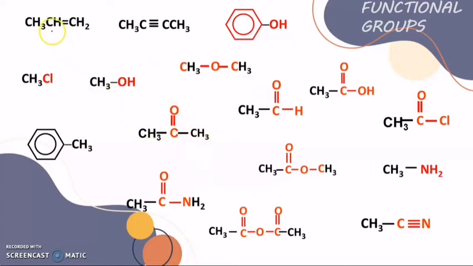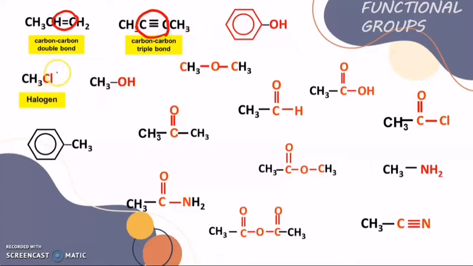This structure has a carbon-carbon double bond functional group. So you can see this carbon-carbon double bond in this compound. The second one, we have a carbon-carbon triple bond. This is the halogen functional group, which is group 17 in the periodic table. This OH group, we call it a hydroxyl group.